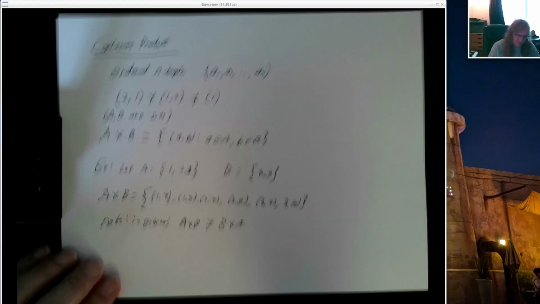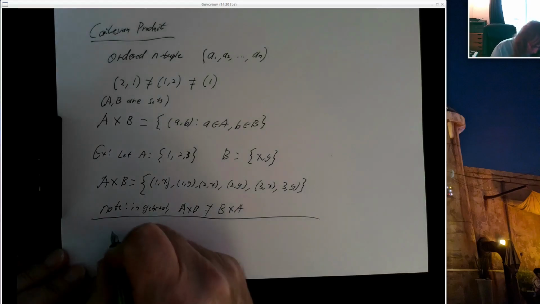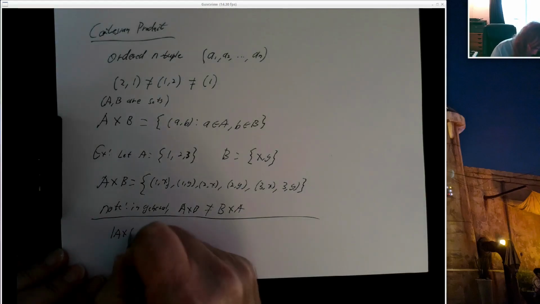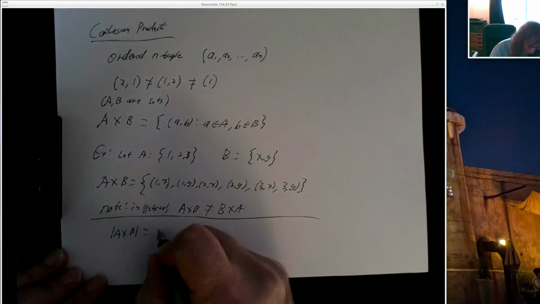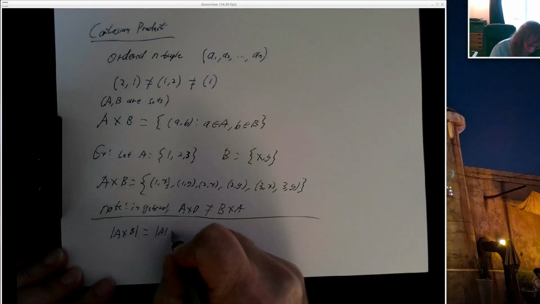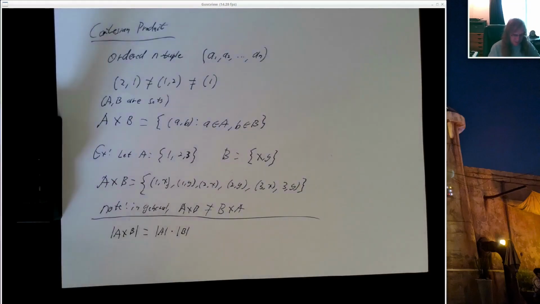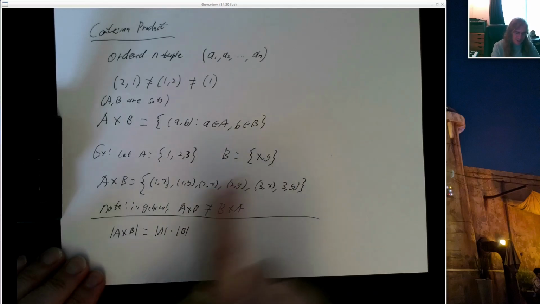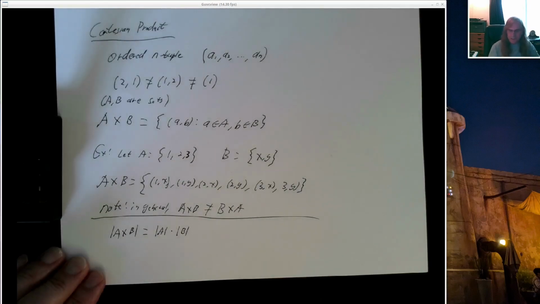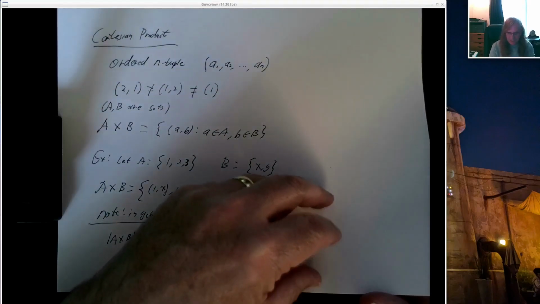And if we think about sizes, we might realize that the number of elements in the Cartesian product of A times B is just the number of elements in A times the number of elements in B. For example, A had 3, B had 2, the Cartesian product had 3 times 2 is 6 elements. And that's always going to work out for finite sets.